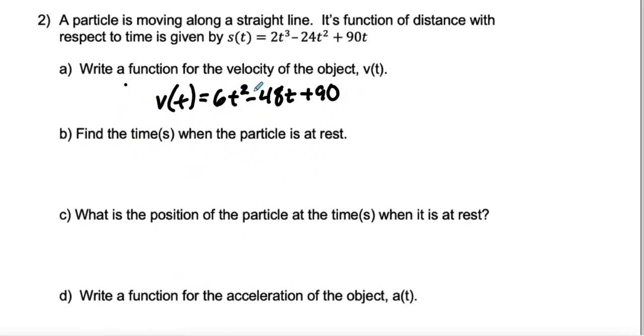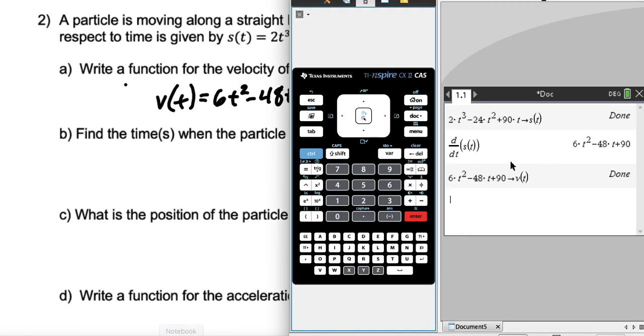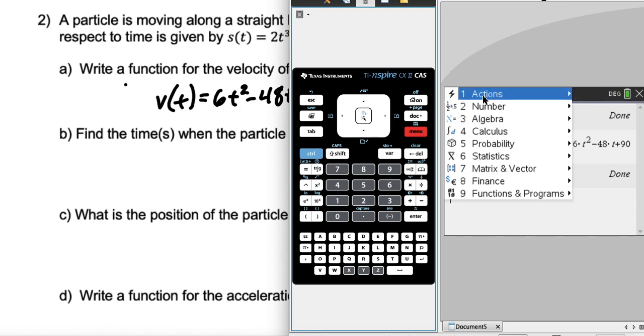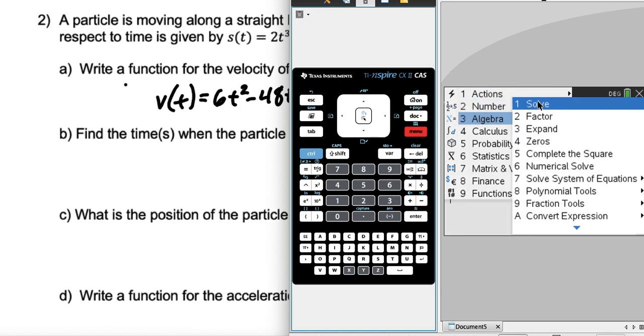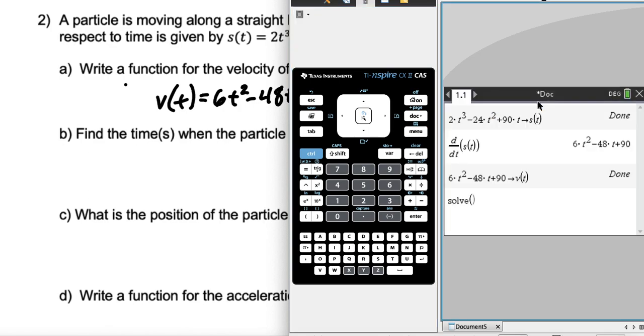Well, I could set this equal to 0 and solve it by hand, but I could also just do that in the calculator. And so I'm going to go to Menu, Algebra, Solve. And now since I have this stored as v of t, I can say v of t equals 0, comma, and then make sure you use the same variable. Don't want to use x because you're working in the variable of t.